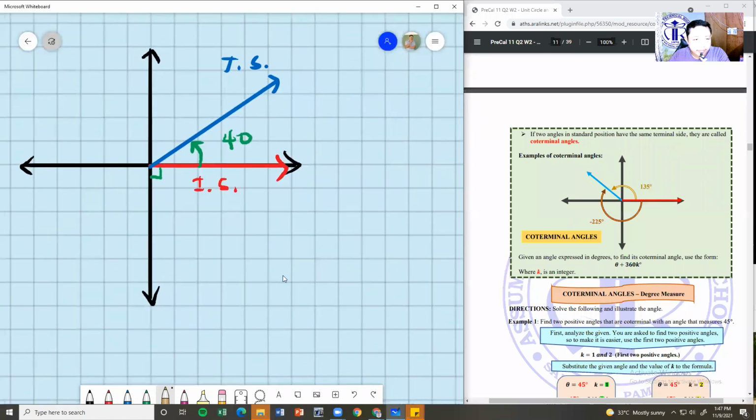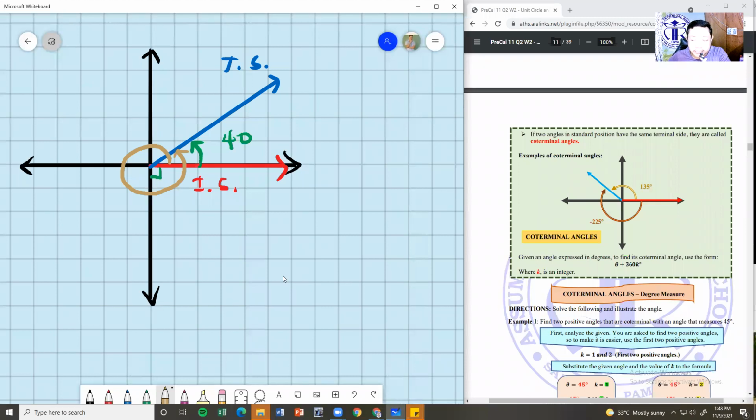Look at this. Ready? From my initial side, there's my angle. Look at the direction. And there it is. That is another coterminal angle. But look at the direction. Is it a positive or a negative coterminal angle? Type your answer in the chat box. The answer is, your classmates are correct. It's positive because the direction is counterclockwise.